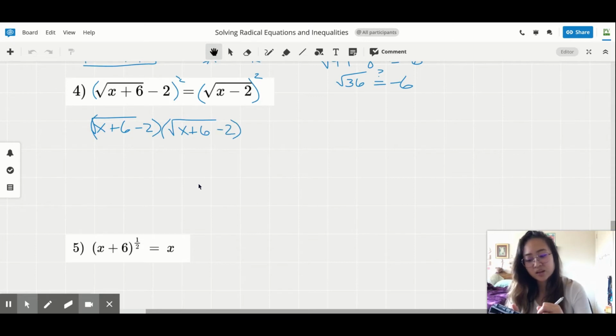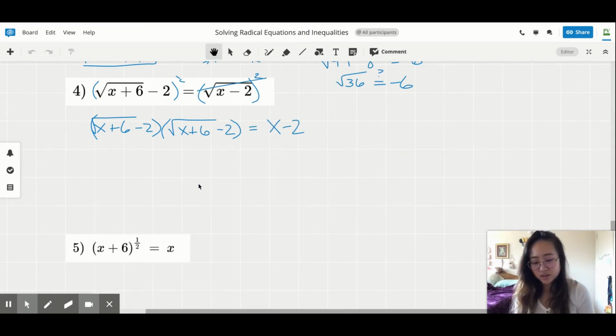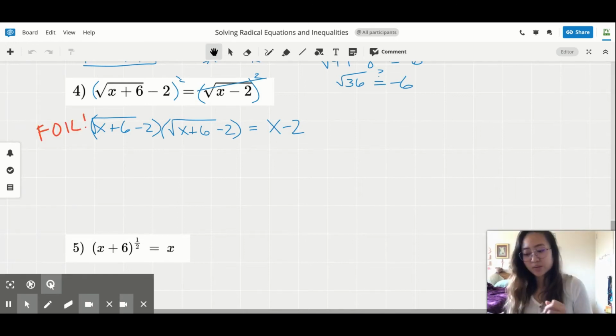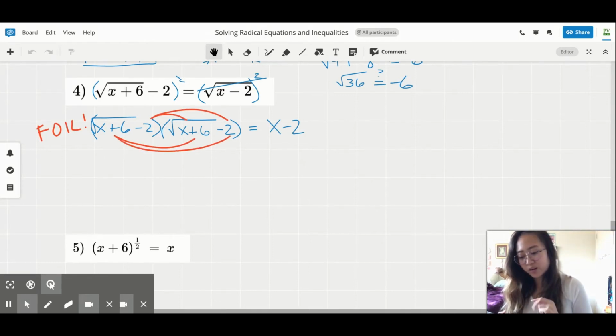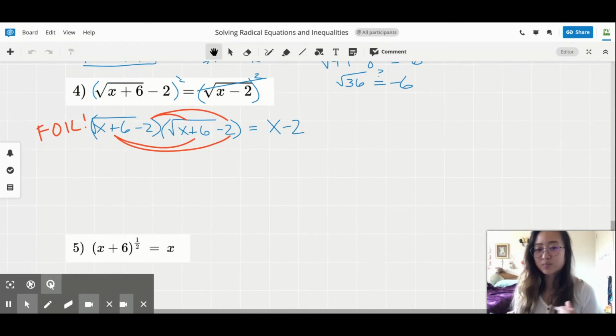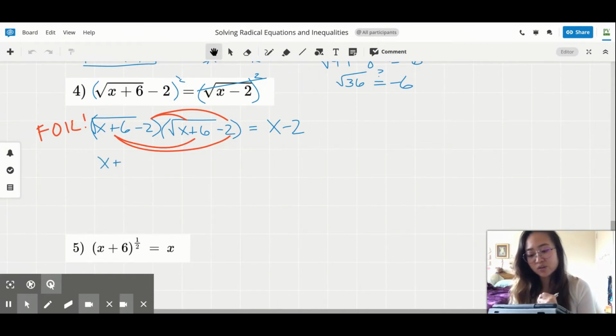But luckily, the right side cancels out. So we have just x minus 2 on the right side. So to FOIL the left side now, we're just gonna multiply all parts to each other. So drawing that out, the first part we have the root of x plus 6 times the root of x plus 6. So any root times another root just cancels it out. So we have x plus 6 as our first term.